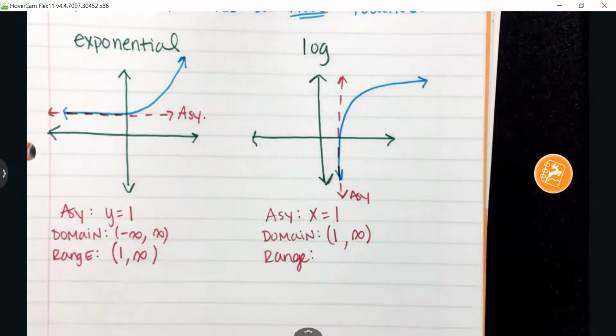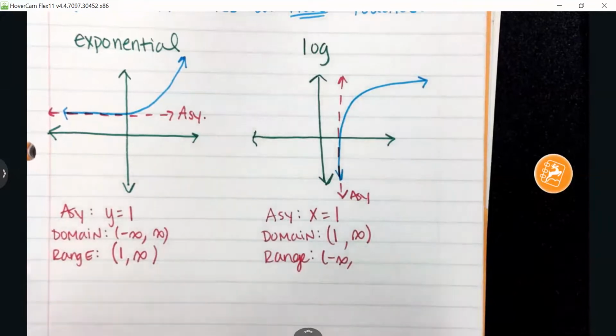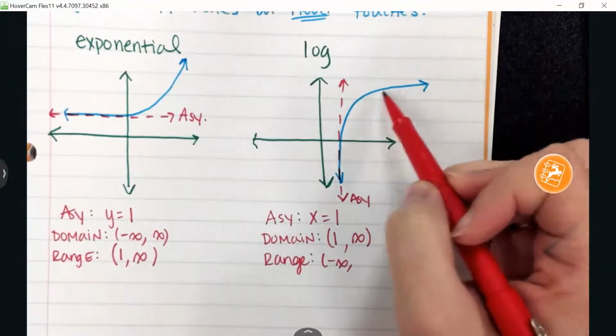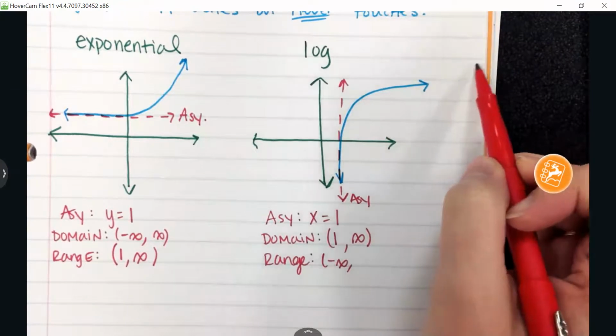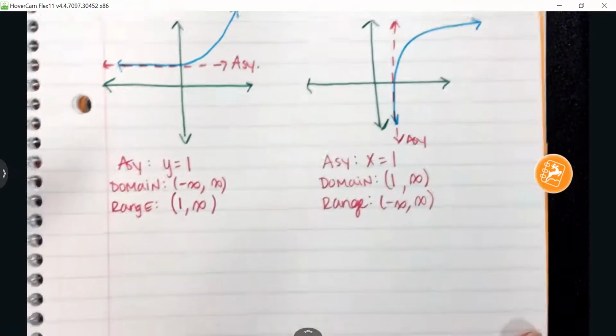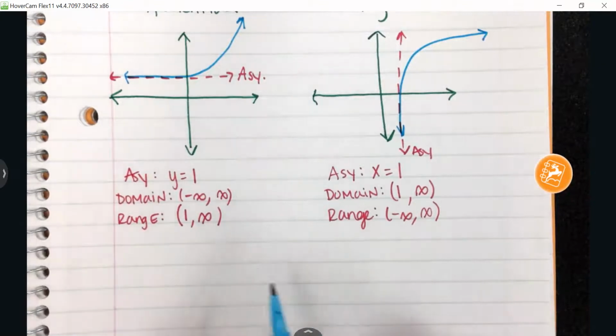And my range, where's the bottom of this graph? Negative infinity, it's gonna keep going, going, going, negative infinity. Where's the top of my graph? Positive infinity. It looks kind of confusing, but this does have an upward trend, meaning it is going up. So positive infinity, okay?